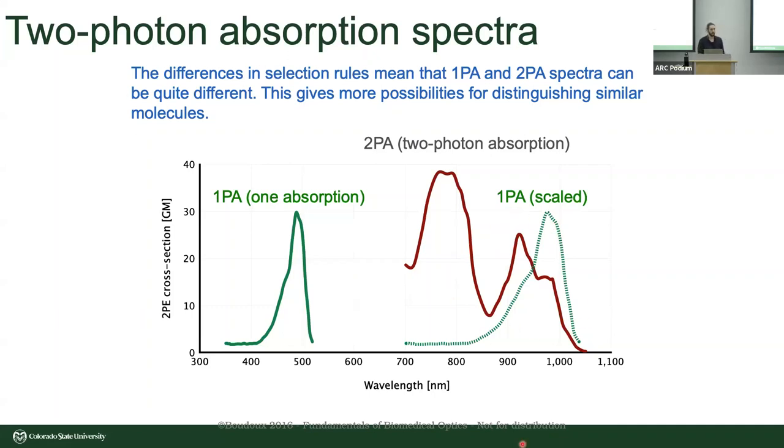And practically, the thing to take home about our system here at CSU is GFP excites somewhere around 488, 490 nanometers. The laser that we have on the table right now is roughly 1,000 nanometers for the illumination. So you would think, okay, we're right at the peak, we should be able to excite GFP quite well. It turns out we can't, and it has to do with those selection rules.